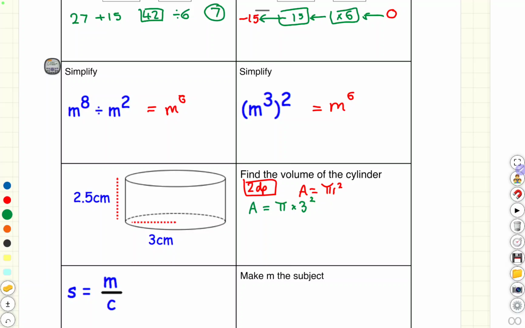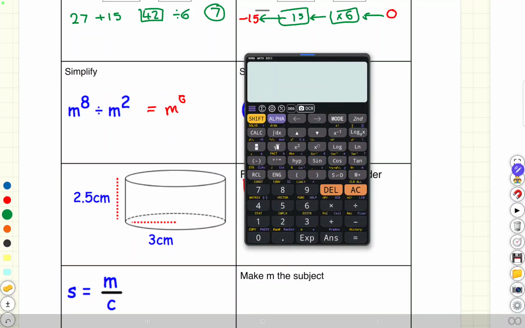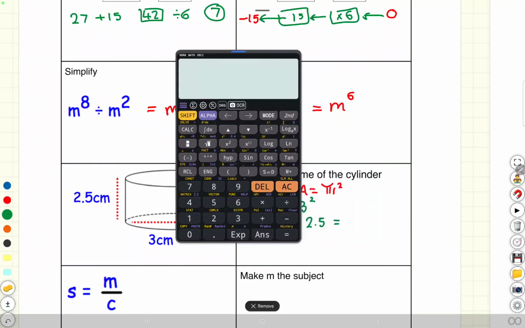And then what I need to do then is I need to multiply that by the height, because that's the area of the circle, and then I multiply it by the height afterwards. So let's get this first. That's going to give me 9 pi. And then I'm going to multiply this then by the height, which is 2.5. And then we'll let the calculator take over at this point.